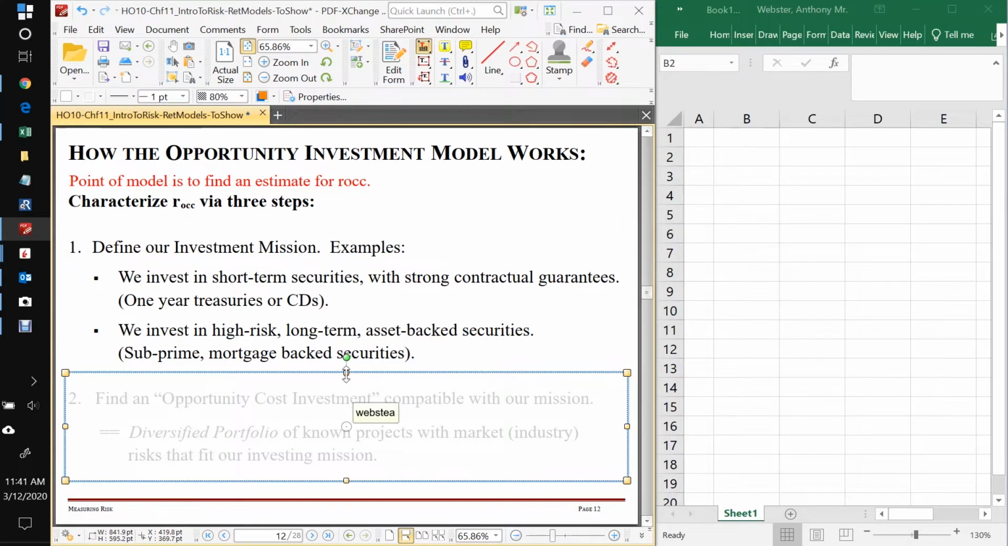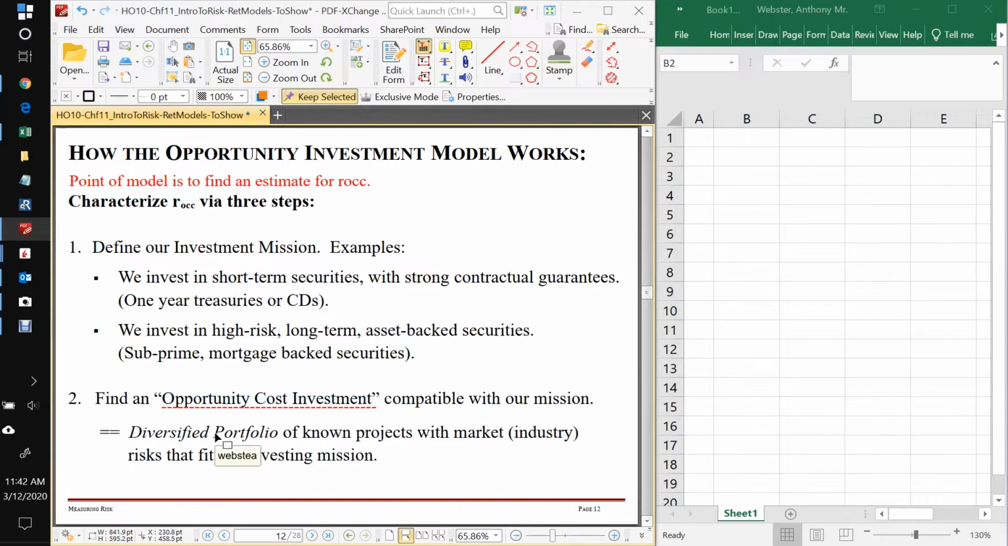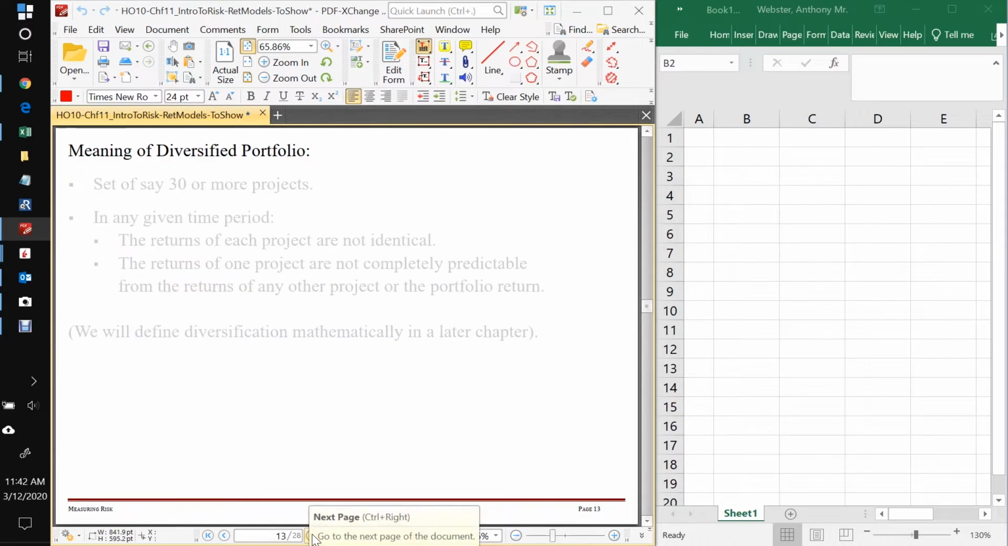That's our first step. So our second step is, once we know our mission, we want to find an opportunity cost investment that's compatible with that mission. So what's an opportunity cost investment? Another definition here. You need to memorize this. An opportunity cost investment is going to be a diversified portfolio of known projects with market or industry risks that fit our mission. So let's be specific about this again.